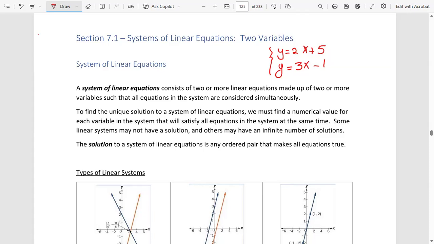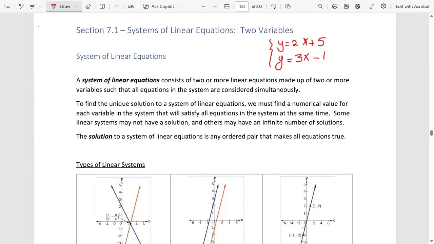And the solution we find for this system is considered simultaneous, which means it has to work at the same time for both equations, not only for one equation. Since we have two equations, we have two variables as well. When you solve this system, that means you want to find a number for x and a number for y that, when you replace x and y in each of these equations, gives you a true statement.